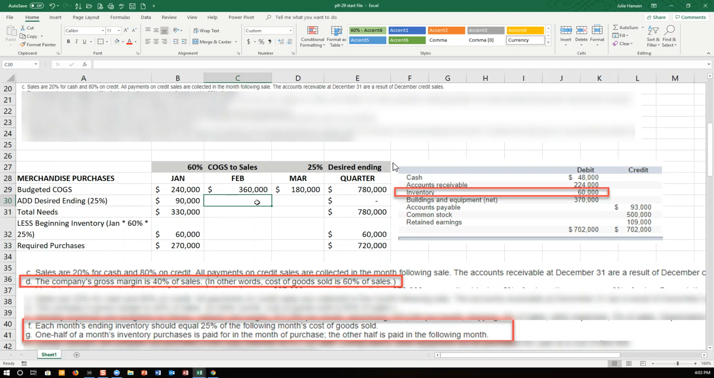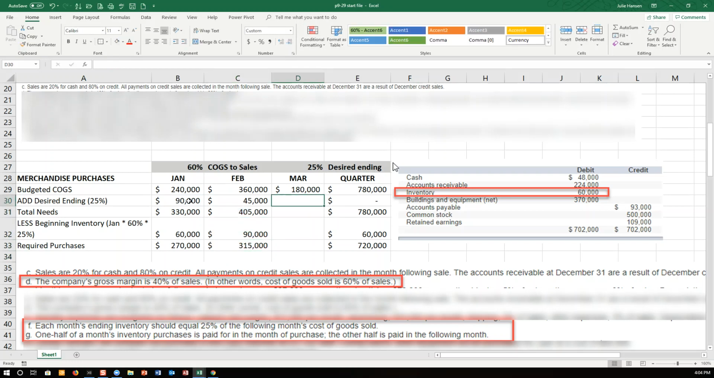So what's my desired ending inventory for February? It's simply March times 25%. My total needs. All right, what was my beginning inventory for February? It was my ending inventory from January. Required purchases are my total needs less what I already had on hand, and there you have it.